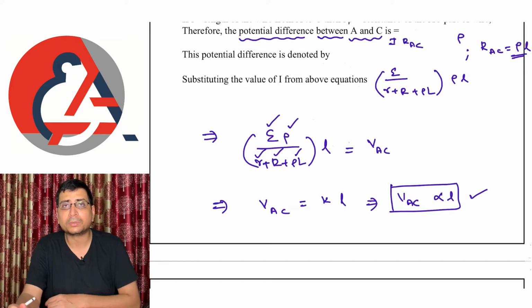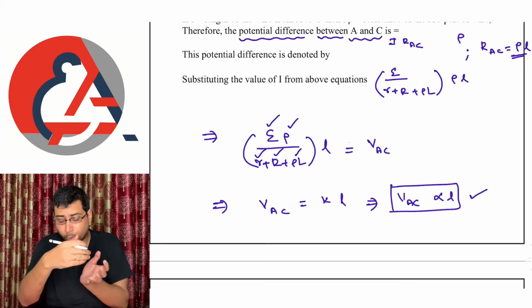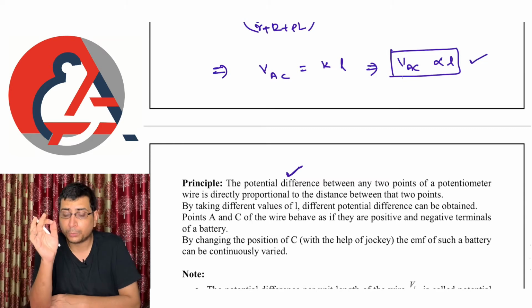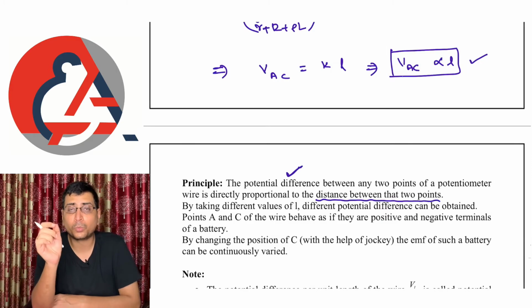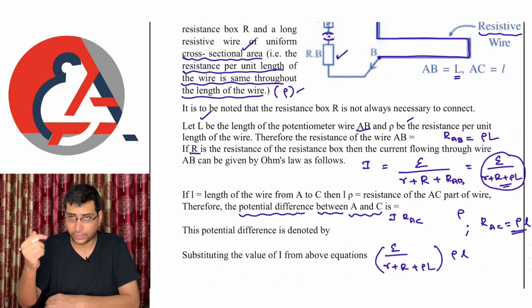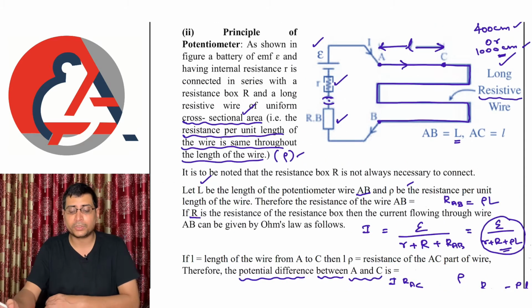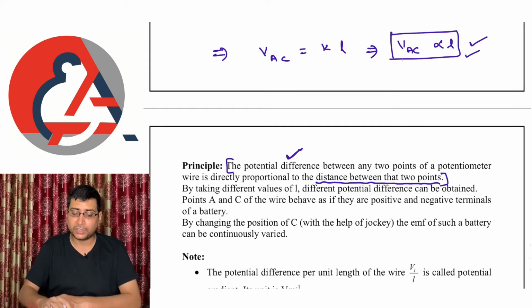So this mathematical expression is the most important one, because from this only we are going to derive the principle of a potentiometer. So the principle is this thing. The potential difference between any two points on the potentiometer wire is directly proportional to the distance of separation between the 2 points where you are trying to measure the potential difference. For example, in the previous scenario, we tried to measure the potential difference between the points A and C. It is directly proportional to whom? The distance of separation between them, that is small l, right? So that is what this principle states, and we have derived the principle as well.